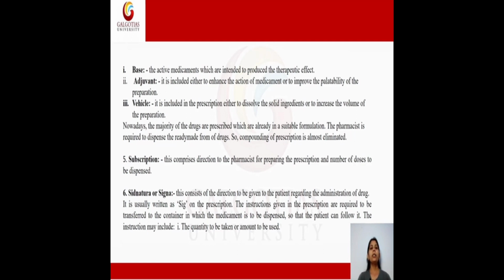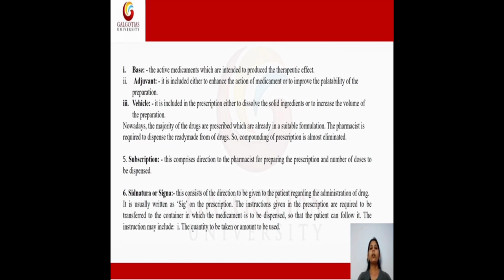Third, vehicle. It is included in the prescription either to dissolve the solid ingredient or to increase the volume of the preparation. A vehicle is basically included in the preparation to dissolve the solid ingredients if there is an administration problem with the patient, or we can use it to increase the volume of the prescription.